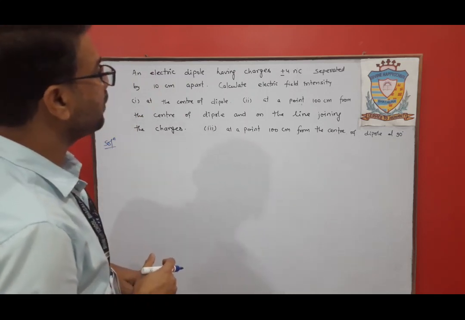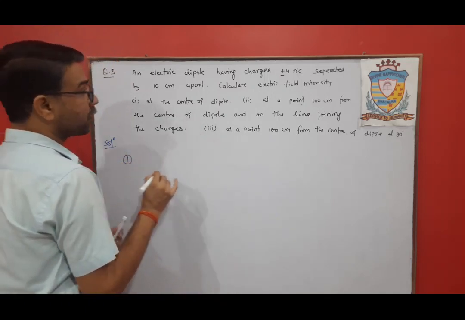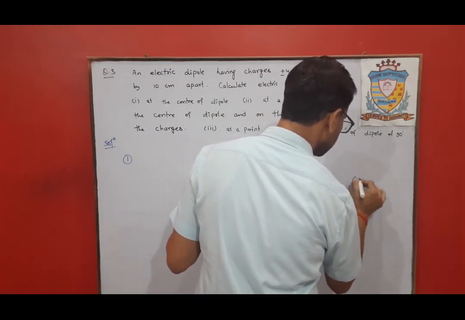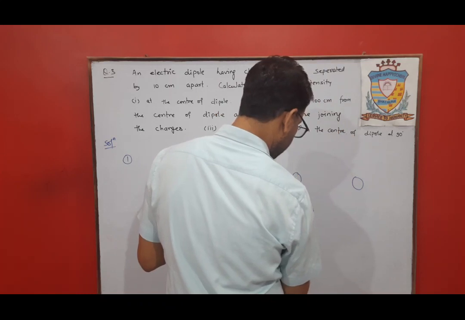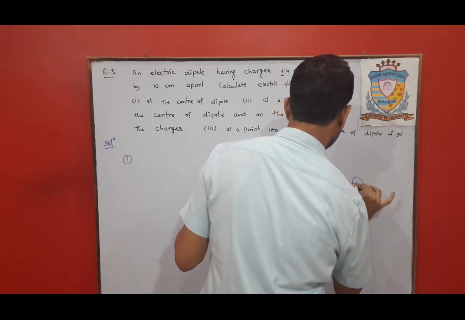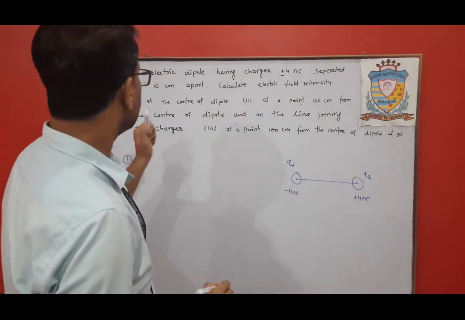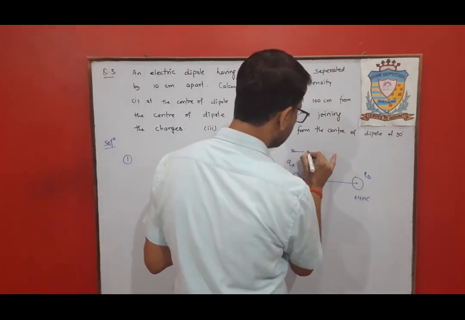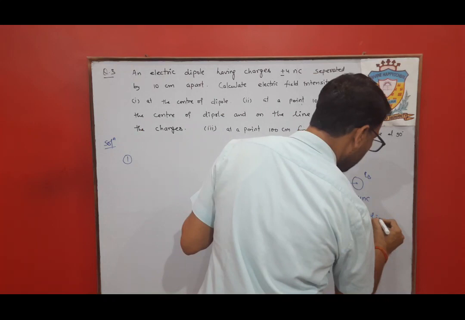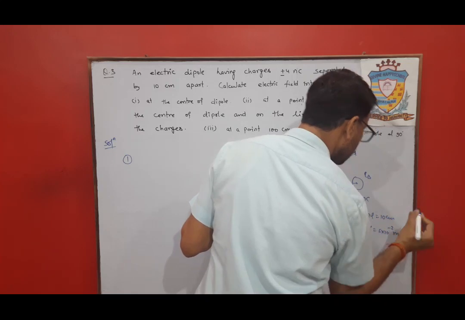first part, an electric dipole having charges plus and minus 4 nanocoulomb, that means it will form a short dipole. So minus 4 nanocoulomb and plus 4 nanocoulomb. Let this be QB and QA. Okay, 10 centimeter apart. That means the distance between these two charges is 10 centimeter. That means the value of 2L is 10 centimeter. So L is equal to 5 into 10 to the power minus 2 meter.